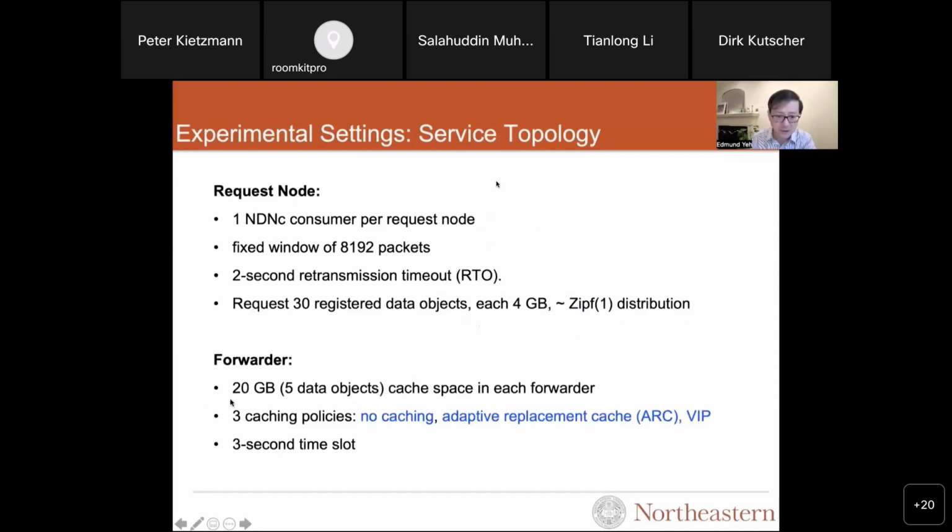At the forwarder, each forwarder has 20 gigabytes of cache space, which is tantamount to 5 data objects. And we test 3 kinds of caching policies: no caching, the adaptive replacement cache ARC, which is an improved version of LRU, developed by NIST, and VIP, which is the joint forwarding caching policy developed by Northeastern. And we use just a 3-second time slot.